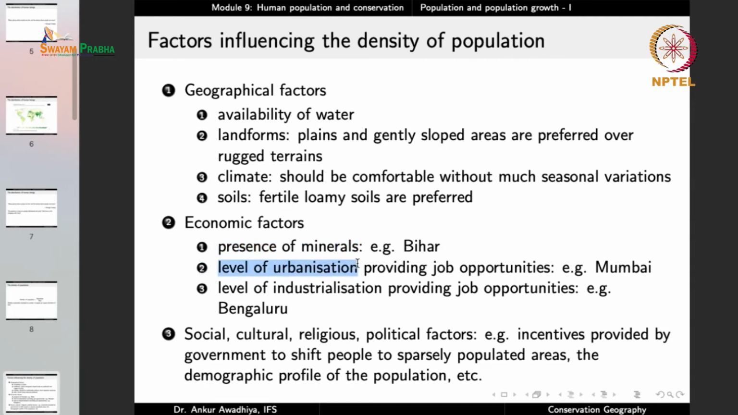Then other economic factors include levels of urbanization, which provide job opportunities, or levels of industrialization that provide job opportunities. Now, in certain cases, these cities or industries are set up in those areas that are governed by the physical factors. So, for example, Mumbai is a port city because it has suitable landforms that permit ships to come there, and over time it has developed into an economic mega center.